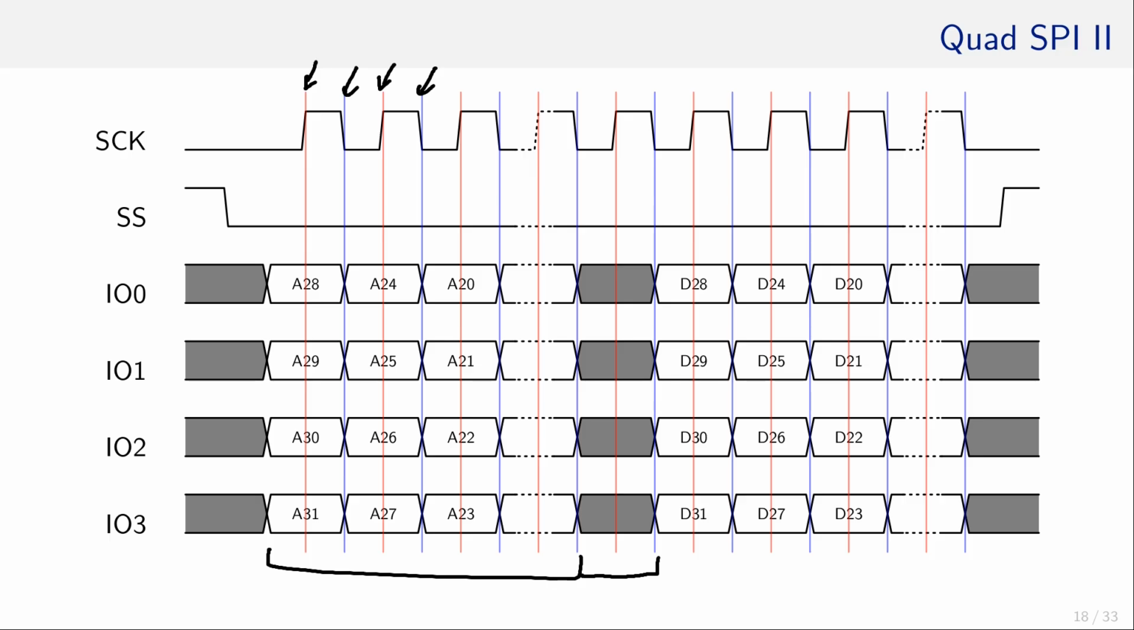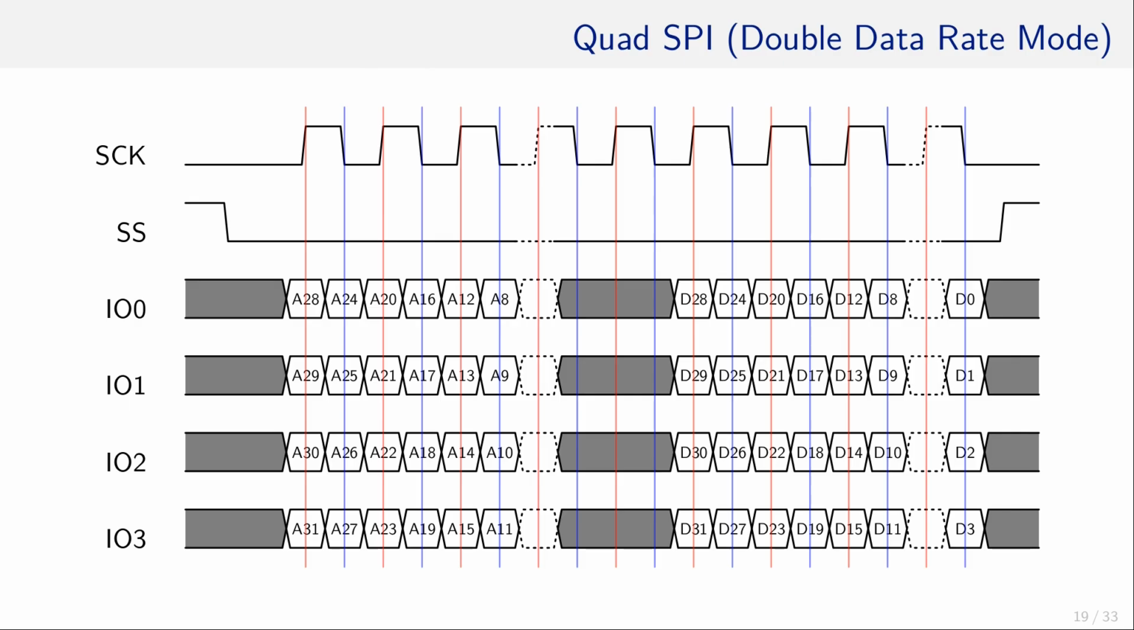However, if 4 times the transfer speed is not enough, there are SPI devices which support double data rates. That is achieved by sampling on both edges, the rising and the falling edge of the clock. That's all about SPI topologies.